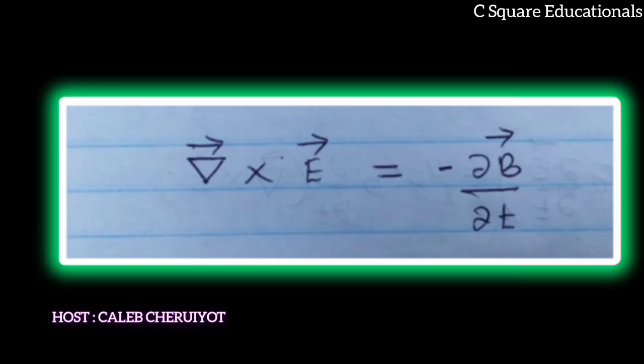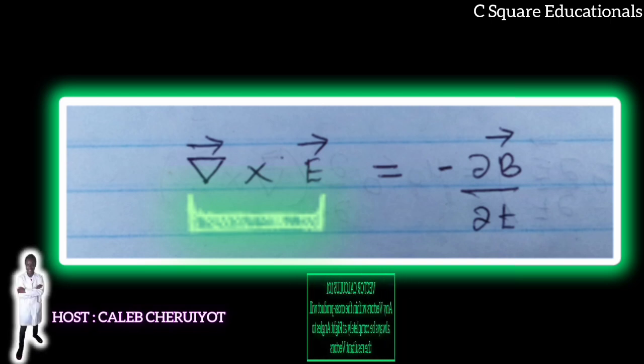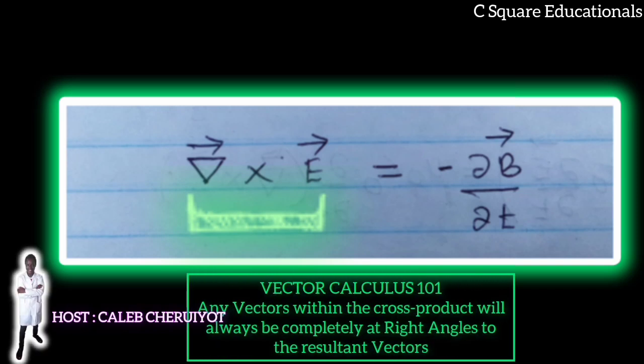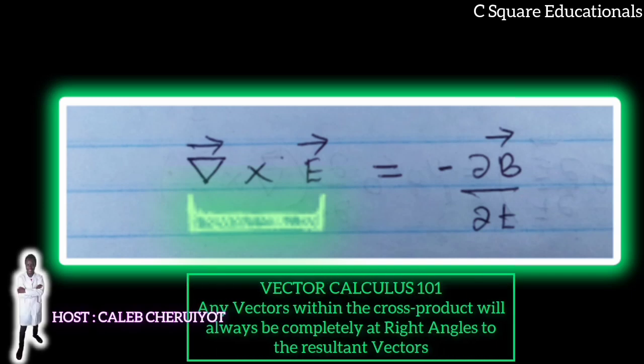Say in the third equation as shown. Remember mathematically, the left hand side of this equation, del cross E, we are taking the curl of this. We are taking the cross product. Any vectors within the cross product will always be completely at right angles to the resultant vector, which in our case is the magnetic field.